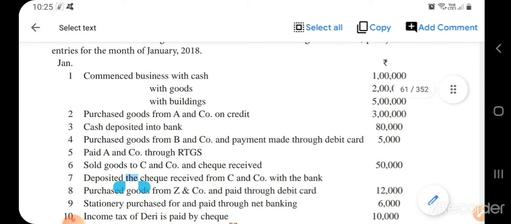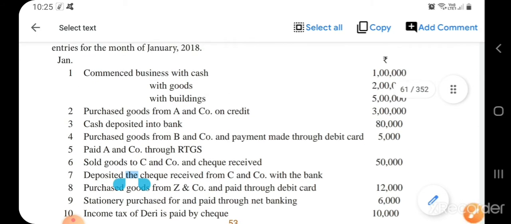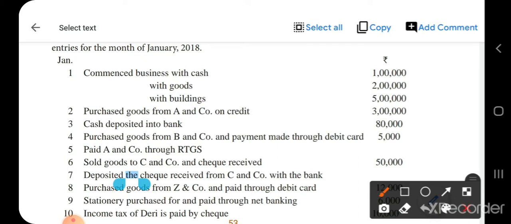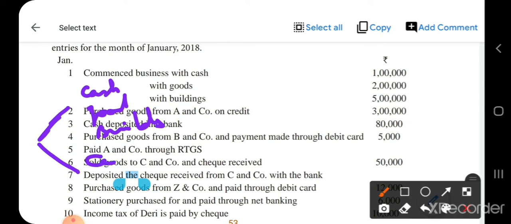Now, commenced business with cash, goods, and buildings. So, what is Derry bringing into the business? Cash, goods, and buildings. Okay, so what are the accounts involved? Cash, goods, goods means stock, buildings, and the capital account of Derry. Now this cash, stock and buildings are real accounts and capital is a personal account.